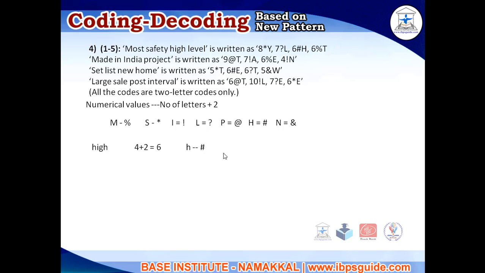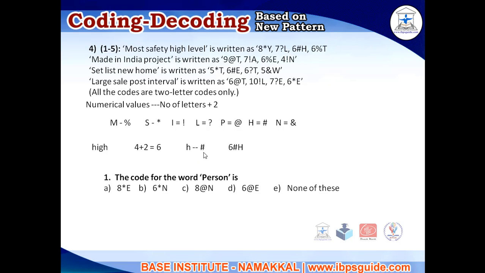It should come at the last of the coded terms, so the coding term for high is 6 hash H. Okay guys, we can see the questions. In the first question, the code for the word person is: at first the number of letters is 6, so the numerical code would be 6 plus 2, that is 8.